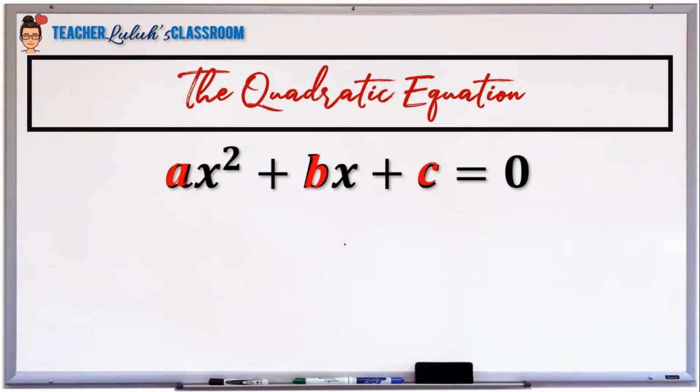So sa madaling salita, yung a ay yung kasama ni x squared, yung b ay yung kasama ni x, at yung c ay yung walang kasama. So baka single siya.